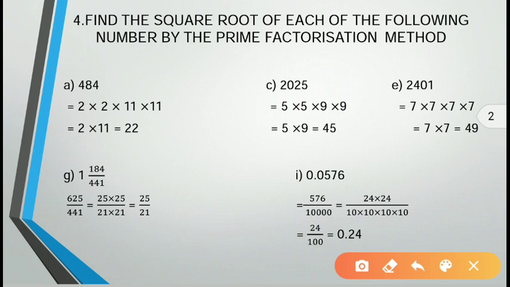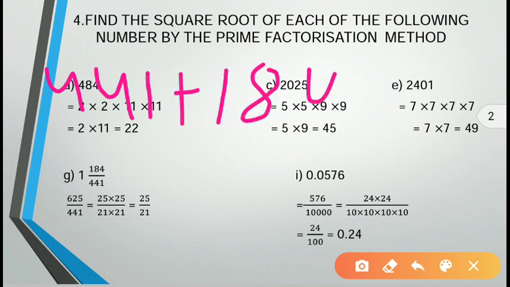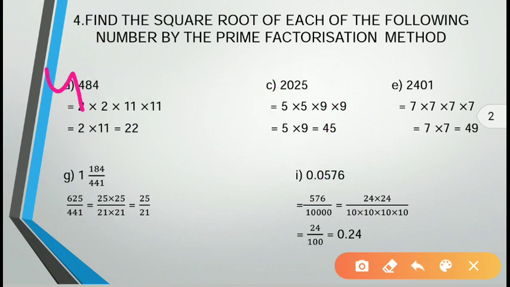Next question is 1 whole 184 upon 441. First of all, it is given as a mixed fraction, so convert it into an improper fraction. When you convert it, you need to multiply 1 into 441. You will get 441 only, then add 184. You will get 625. Clear? 625 in the numerator and the denominator will be the same. So 625 upon 441.